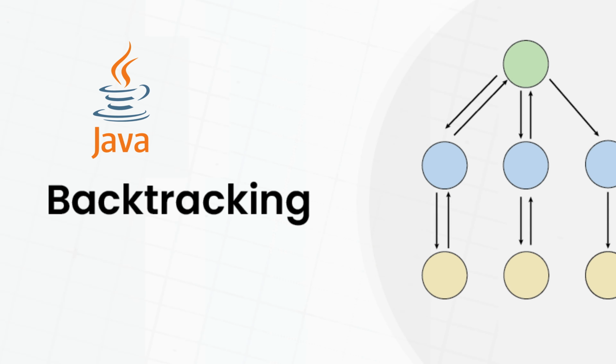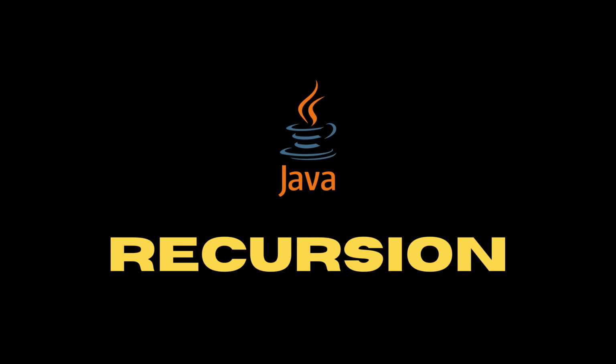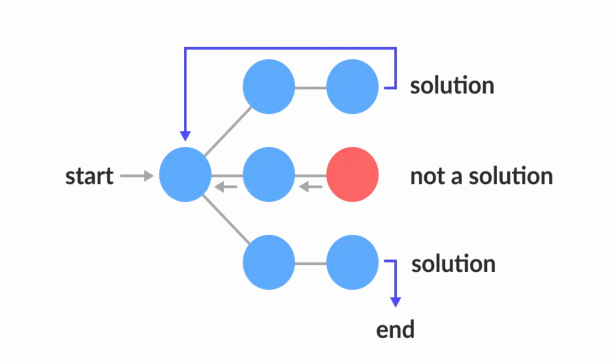So what is backtracking? Backtracking is like saying, I'll try one option. If it fails, I'll go back and try another. It's basically recursion with a decision tree. You explore all possible paths until one works.